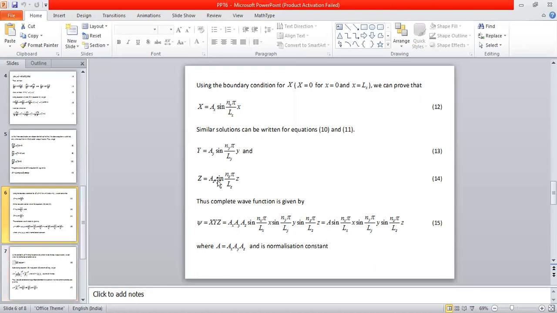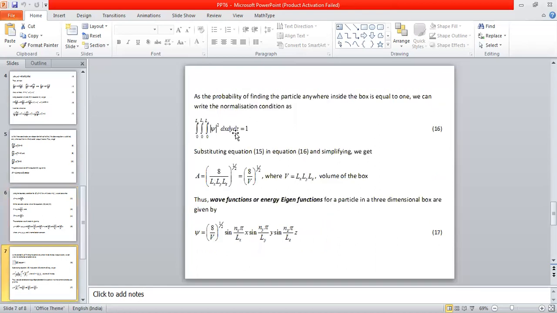So equation 15 represents the solution of the wave function, provided capital A, the normalization constant, is found. Since the particle exists within the boundary of the three-dimensional potential box, the overall probability of finding the particle anywhere inside the box is equal to 1. So we can use the normalization condition: if we integrate the modulus of psi squared with respect to x, with respect to y, and with respect to z, once along each axis, between the limits 0 to Lx, 0 to Ly, 0 to Lz respectively, that must be equal to 1.